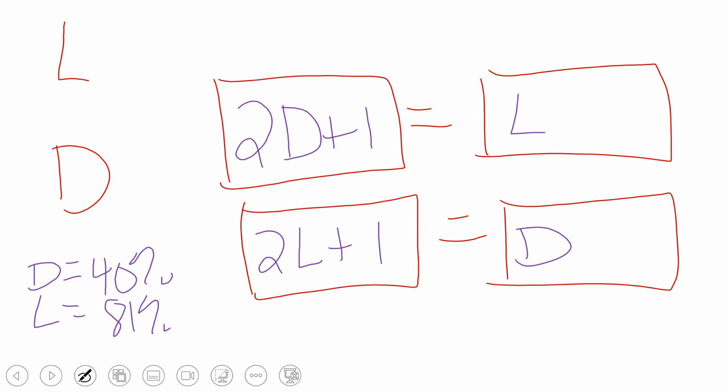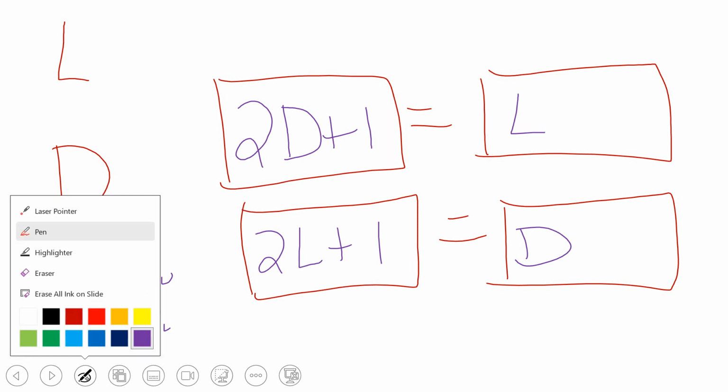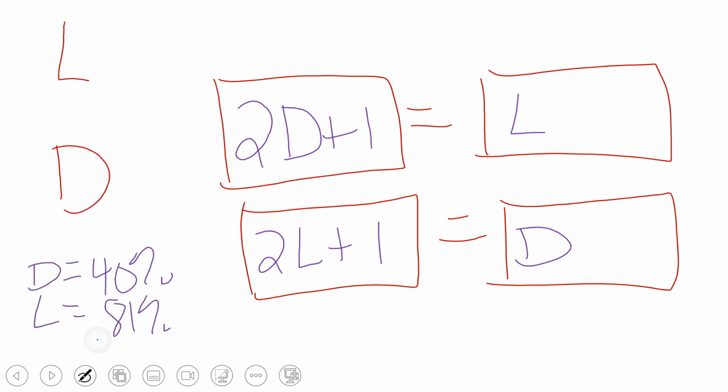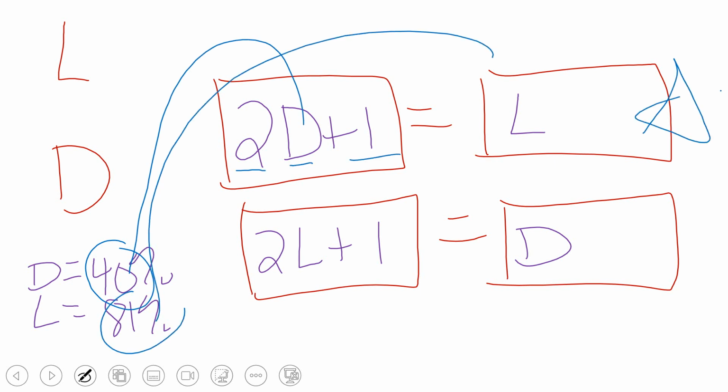These are common equations that I see. Now, there could be variations of this. But how can I tell which one is correct? Well, one way is taking these arbitrary values that make sense based on the description I gave you and plugging them in. So let's try this. If I plug in 40, 2 times 40 is 80. 80 plus 1 is 81. I like this equation, or a variation of it.